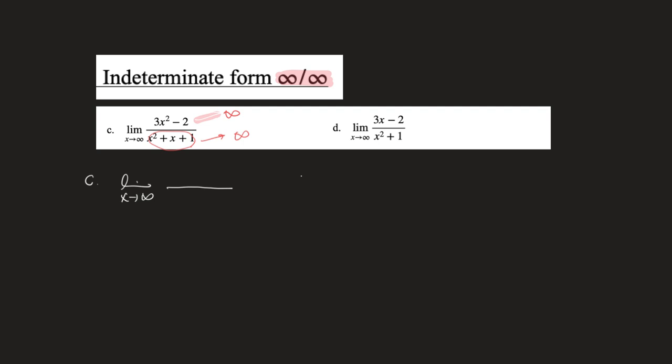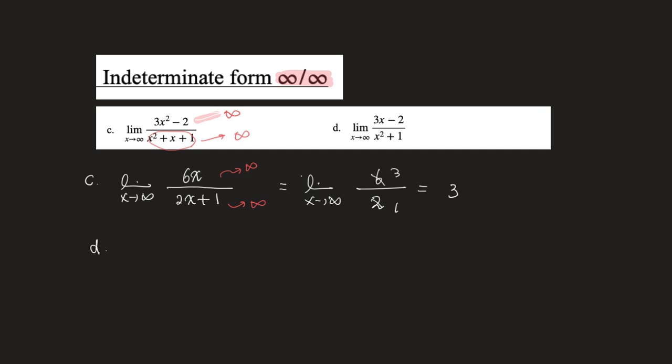The derivative of 3x squared minus 2 is 6x. The derivative of x squared plus x plus 1 is 2x plus 1. So let me check it. This is going to infinity and this is going to infinity. The number is getting bigger as x is increasing. So we use L'Hopital's rule one more time. The derivative of 6x is 6. The derivative of 2x plus 1 is 2. This limit, 6 divided by 2, is 3. So the limit of part c is going to be 3.